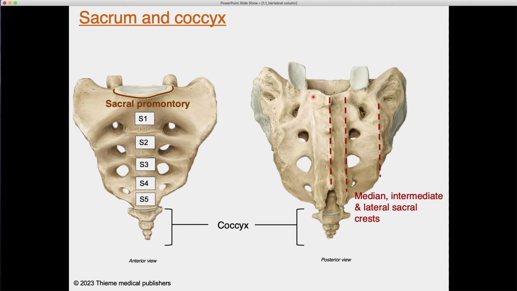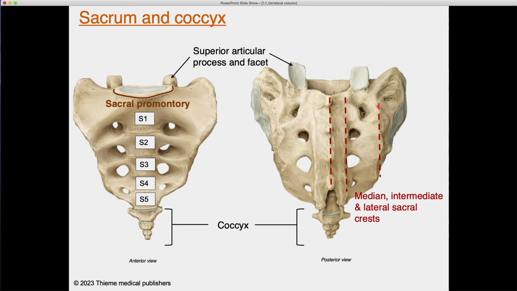And we can see these median, intermediate, and lateral sacral crests. So these are kind of ridges of bone. And what are they? The median sacral crest is essentially the rudimentary spinous processes of S1 to S5, which fused. The intermediate sacral crests are the rudimentary articular processes of the sacral vertebrae, which again become fused. And the lateral sacral crests are the rudimentary transverse processes, which again become fused, forming these ridges of bone.